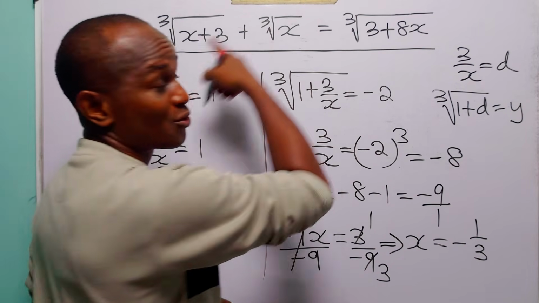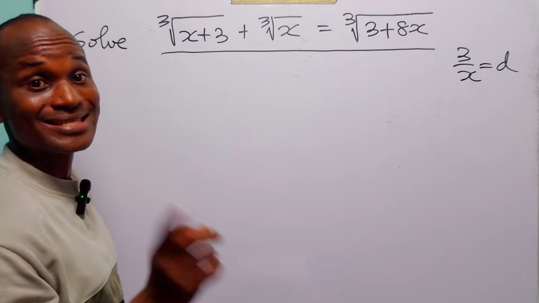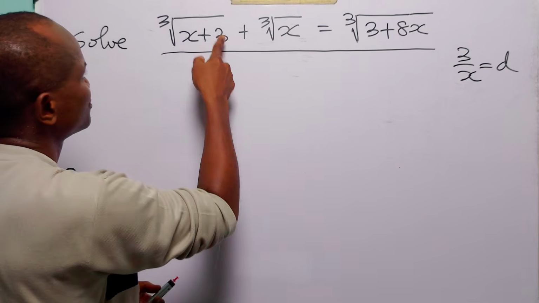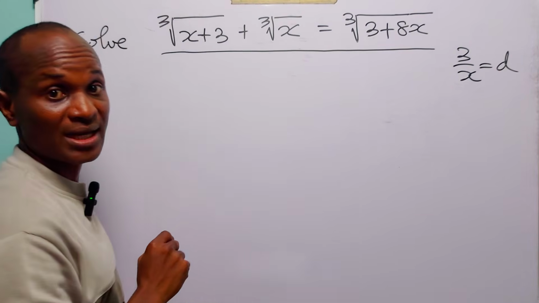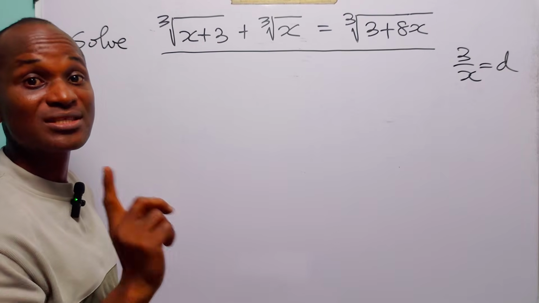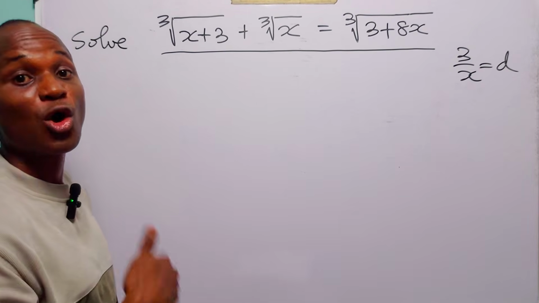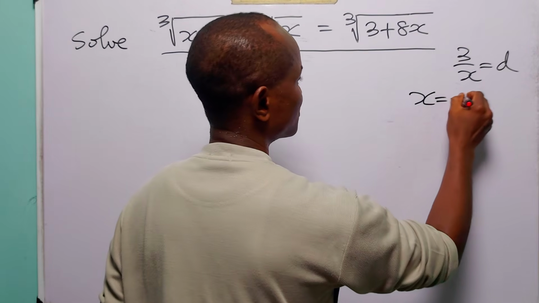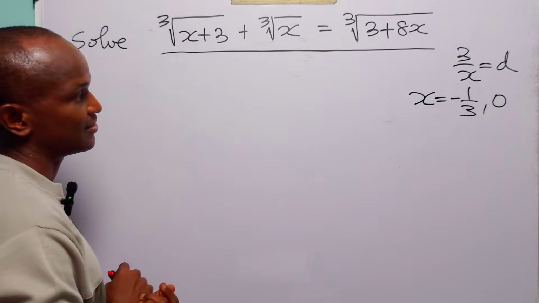Now let us go back to the original equation. Now notice that when x is equal to 0, in the original equation we have the cube root of 3, and this is equal to the cube root of 3. So x equal to 0 is also a solution of this cube root equation. So all in all, we have two solutions. We have x equal to minus 1 over 3 and x equal to 0.